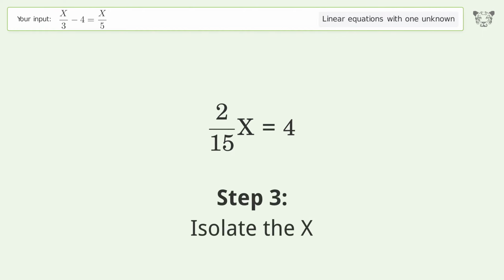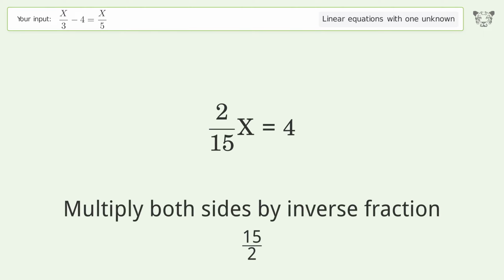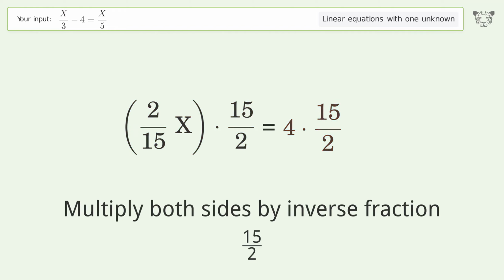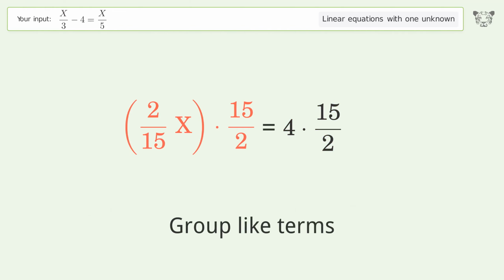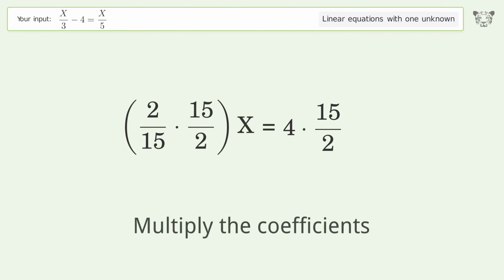Isolate the x. Multiply both sides by the inverse fraction 15 over 2. Group like terms. Multiply the coefficients.